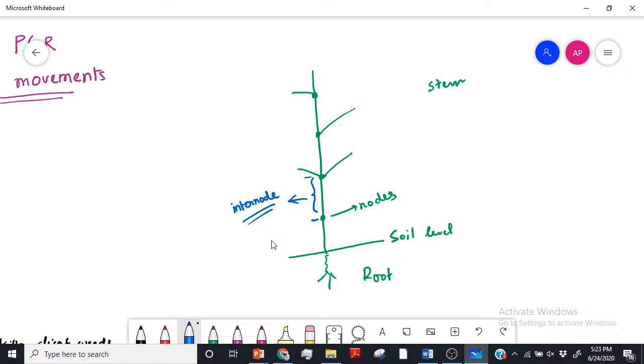Right. So by means of cell elongation, what gibberellin actually does is that gibberellin causes internodal elongation of the stem. It causes internodal elongation of the stem.